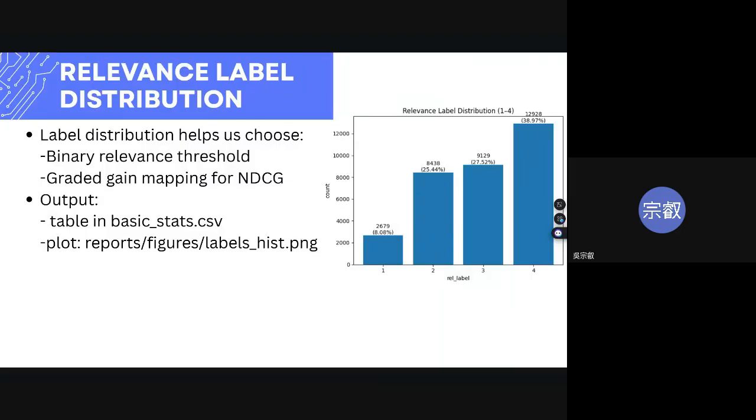Okay, and the relevance level distribution. We summarize the distribution of relevance levels from 1 to 4. This is not just descriptive. It's used to define our evaluation rules. For binary metrics like MRR and MAP, we need a threshold to decide what counts as relevant. And for NDCG, we need a gain mapping so that higher relevance levels contribute more to the score. Both the table and the plot are saved as shared artifacts so that the entire team uses identical definitions.